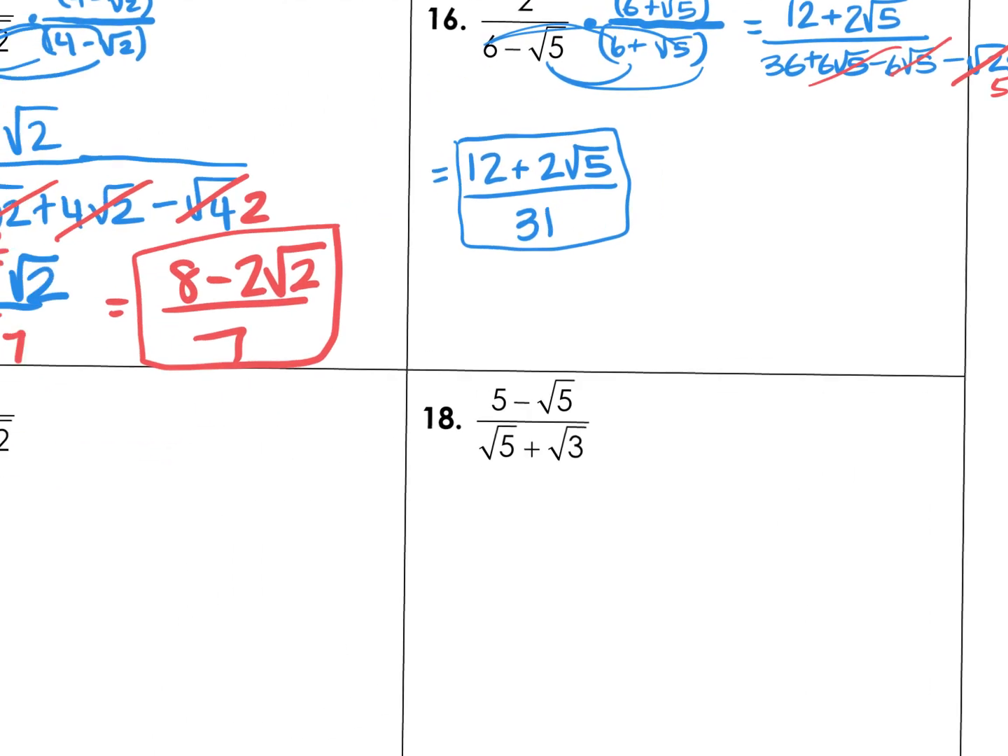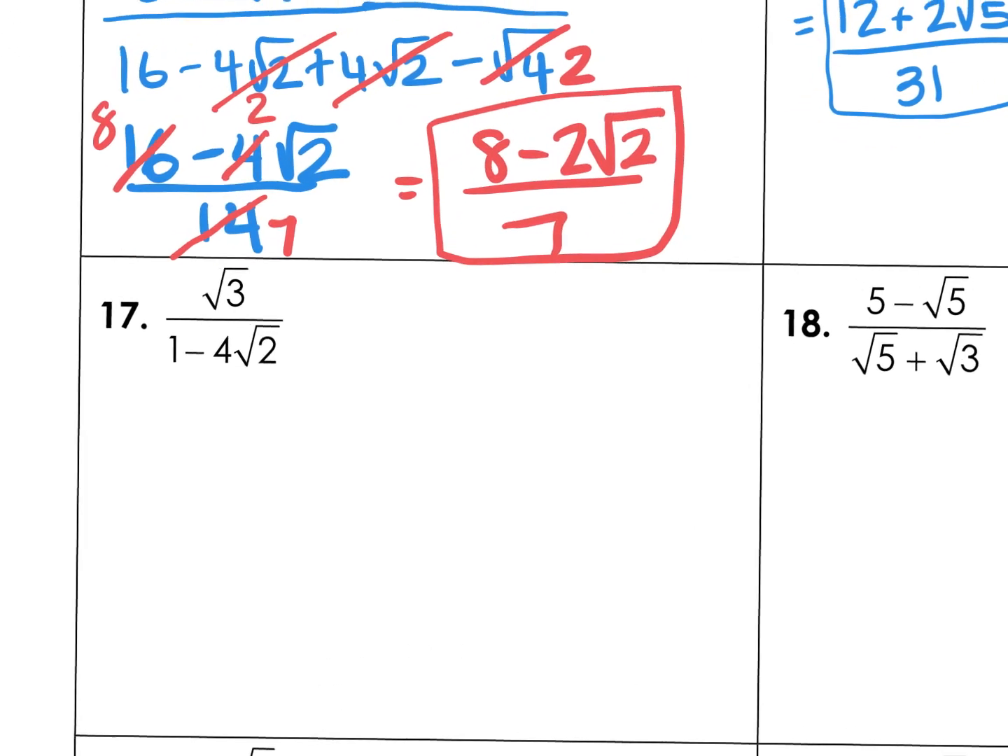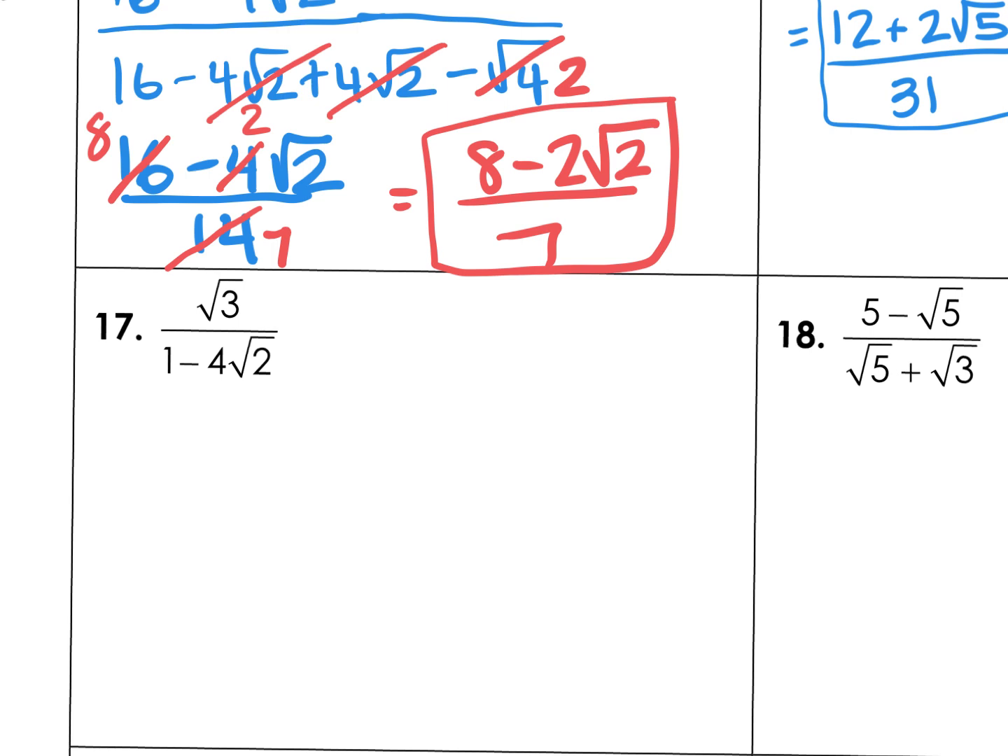Take a look at number 17. Try and do number 17 on your own. So pause the video and try and do that on your own. I will tell you, because your first question is probably going to be, what do I multiply by? And 1 plus 4 root 2 is the conjugate. And there's no shortcuts, so go ahead and multiply by that. When you're done, you can come back and check.